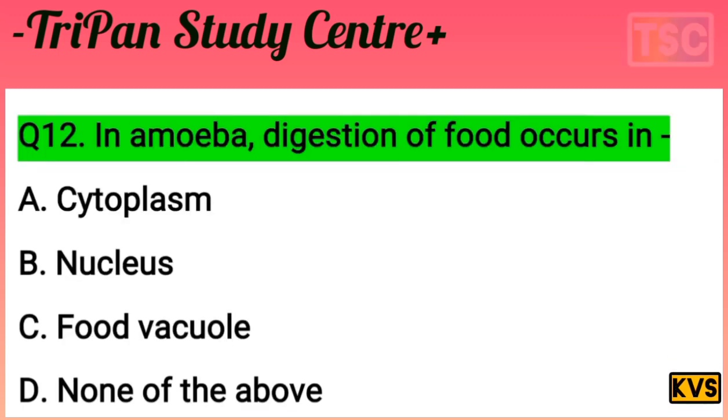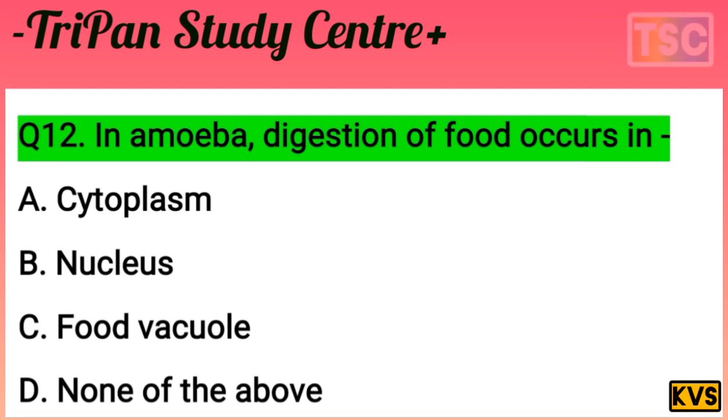Next question on your screen. In an amoeba, digestion of food occurs in: A. Cytoplasm, B. Nucleus, C. Food vacuole, D. None of the above.